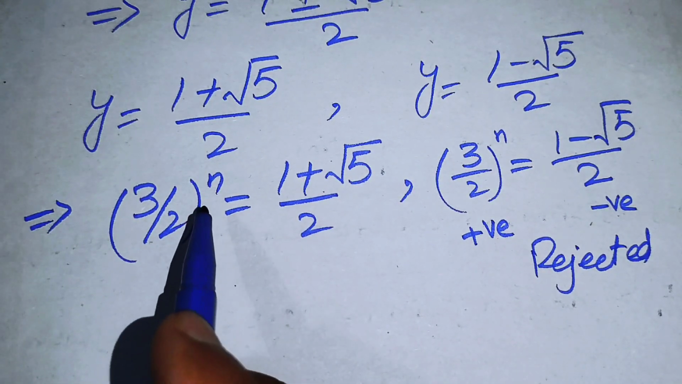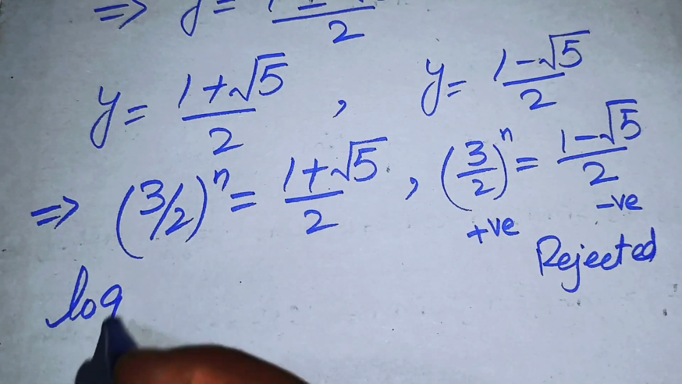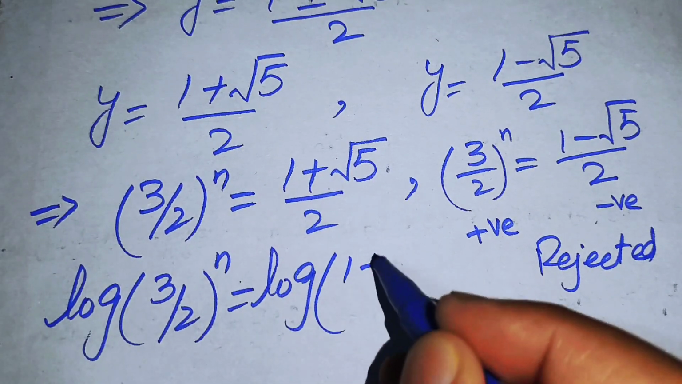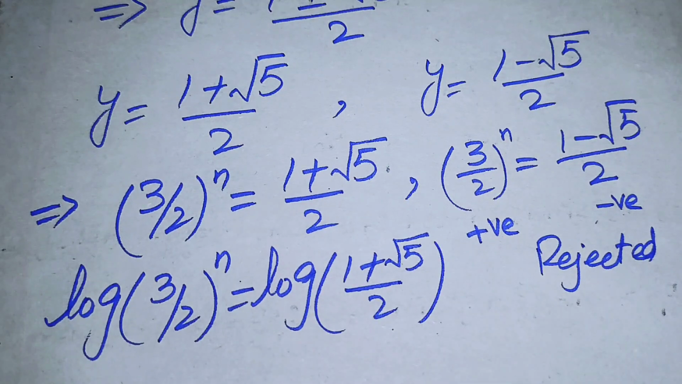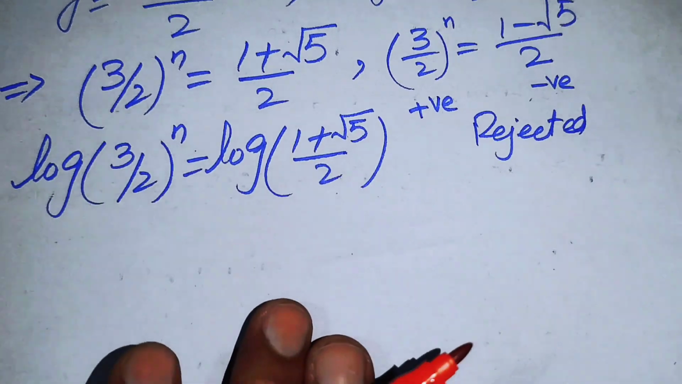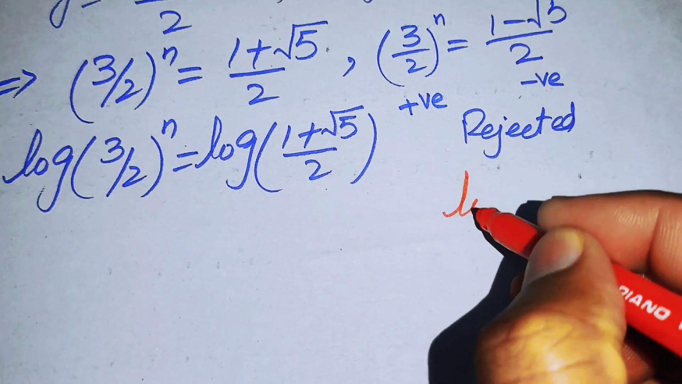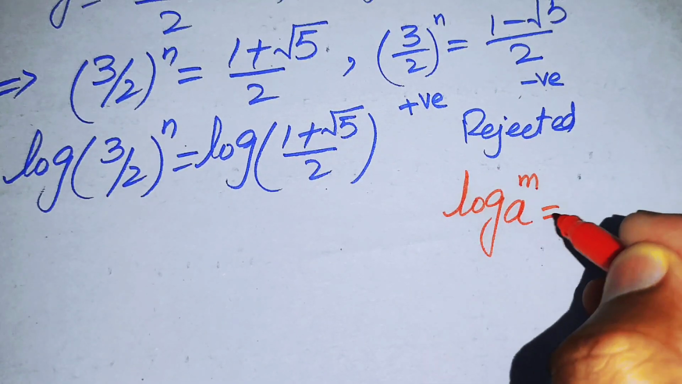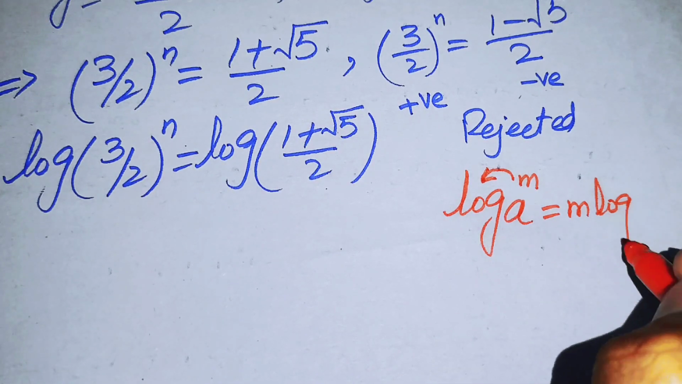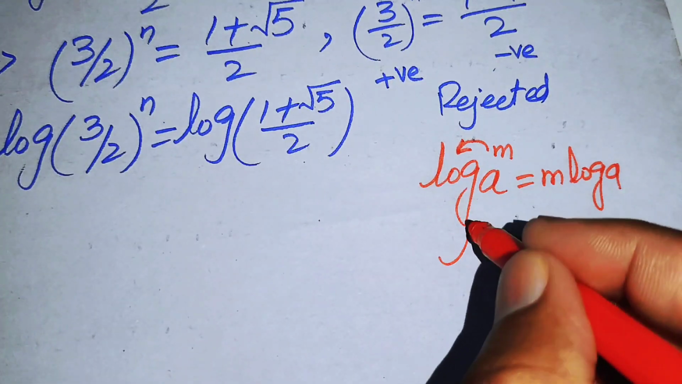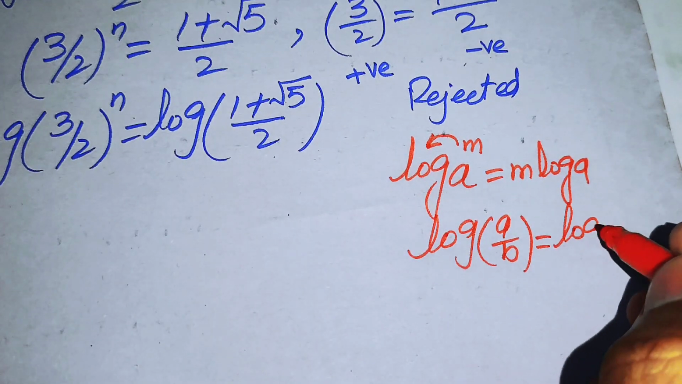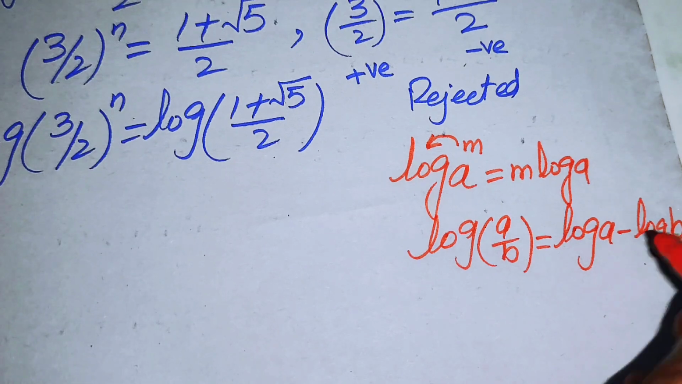So in order to find the value of n, we will take the log on both of the sides, so that you get the terms in this form 1 plus square root 5 over 2. And after that we will use here the nice properties of log, and you know about these properties. If we have log of a to the power of m, so this exponent will become in the front of this log, and it will become m times log a. Similarly, you have another property of log, which is if you have log of a over b, it is equal to log a minus log b.